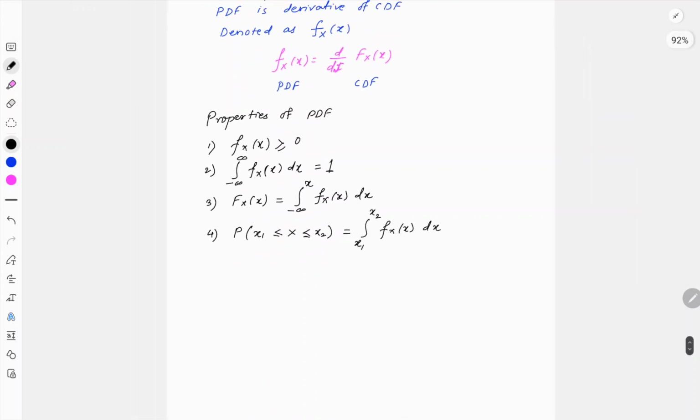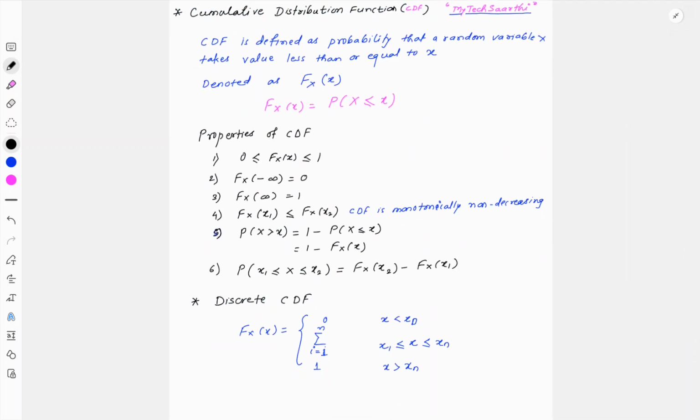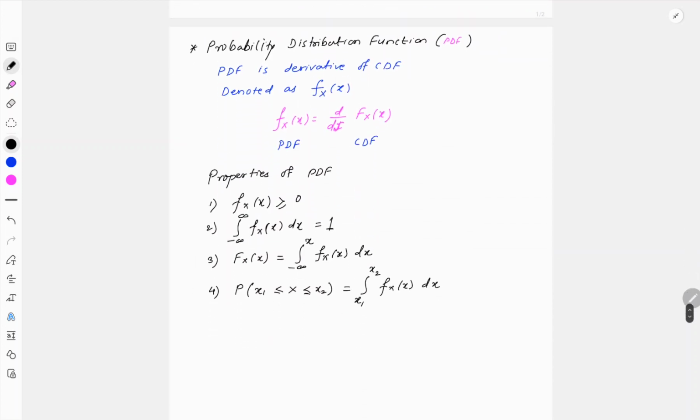So here we have seen the definition of CDF and its equation. It is denoted by capital F_X(x). It is the cumulative distribution function, which is equal to the probability of a random variable taking a value less than or equal to small x. Then we have gone through the properties of CDF, and then the equation for discrete CDF. Then we have seen the definition of probability density function. It is PDF, the derivative of CDF, and its properties.